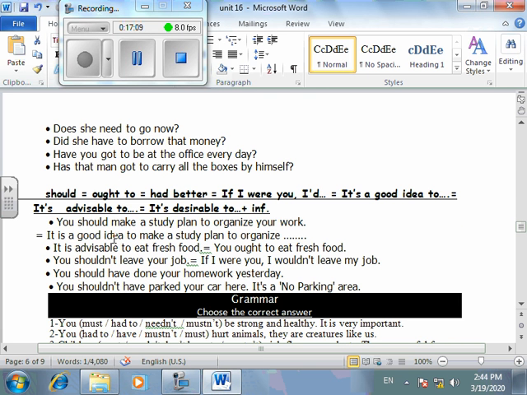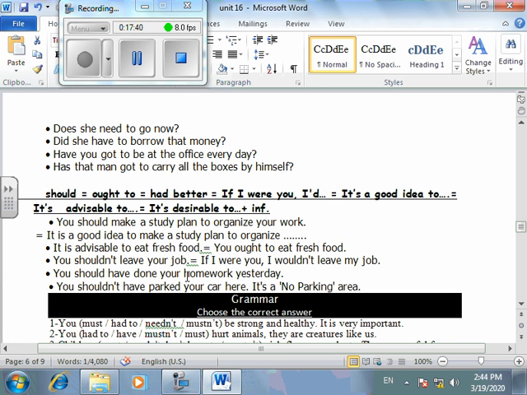What about moving now to the advice? Yes, giving advice with should, ought to, had better. If I were you, I would do it. It's a good idea. It's advisable. It is desirable to do something. You should make a study plan to organize your work. Equals, it is a good idea to make a study plan to organize your work. It is advisable to eat fresh food. You ought to eat fresh food. You shouldn't leave your job. If I were you, I wouldn't leave my job.